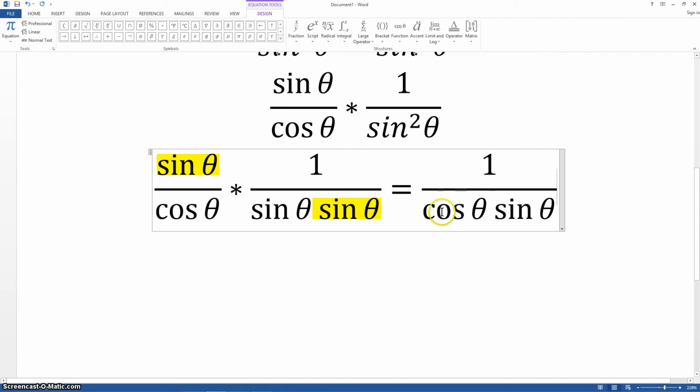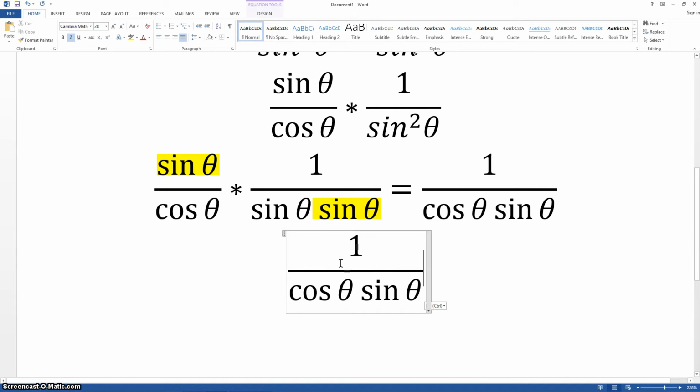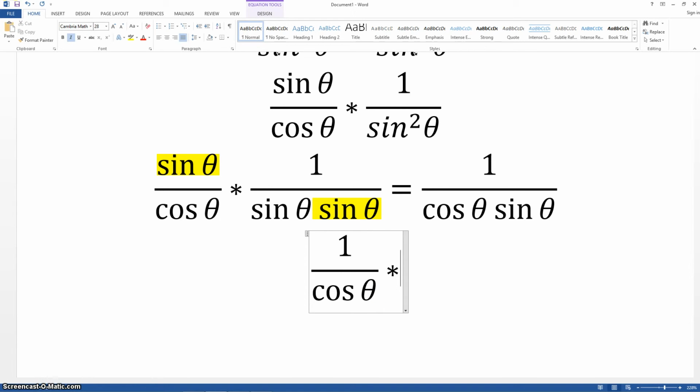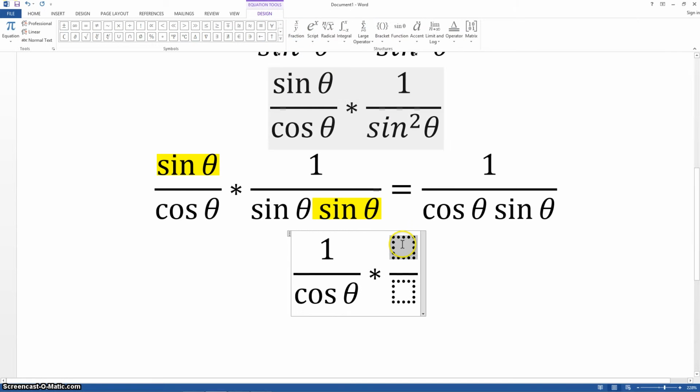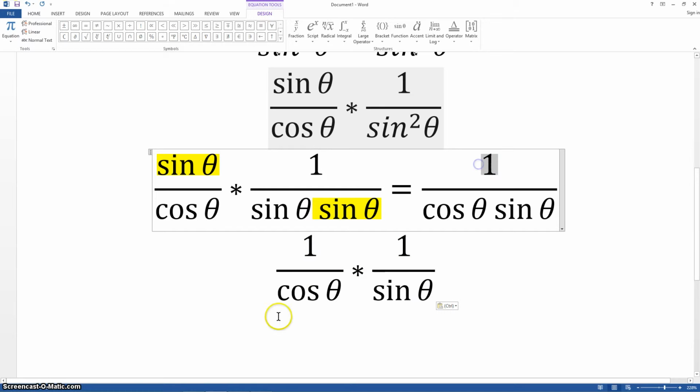Now, we can always split up this fraction. They're being multiplied with one another, so we can always go ahead and split it up into two fractions, multiply with one another. So I can always say that's the same thing as saying 1 over cosine of theta times 1 over sine of theta. You get the same thing. 1 times 1 is 1, like we get here. Cosine of theta times sine of theta is cosine of theta sine of theta.